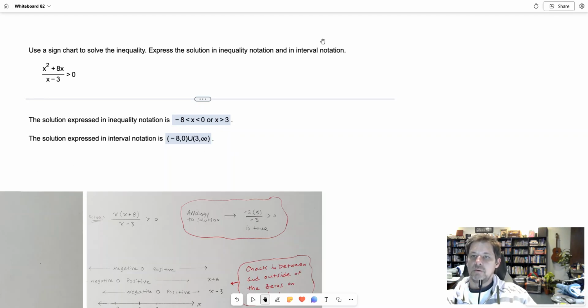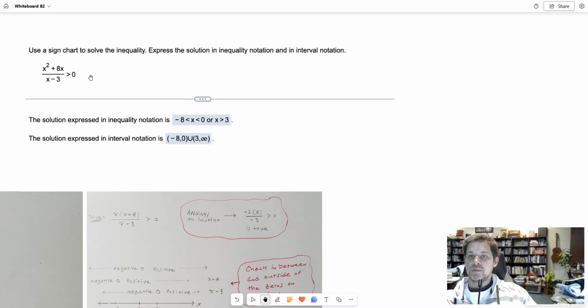I don't know if I'll solve it exactly according to the instructions, but I'll show you the big picture for how to solve it and explain a little bit about how we write the answer. So here goes. It says use a sign chart to solve the inequality. An inequality being that it says greater than 0. It doesn't say equals to 0. It says greater than 0. We could also solve it if it said less than 0.